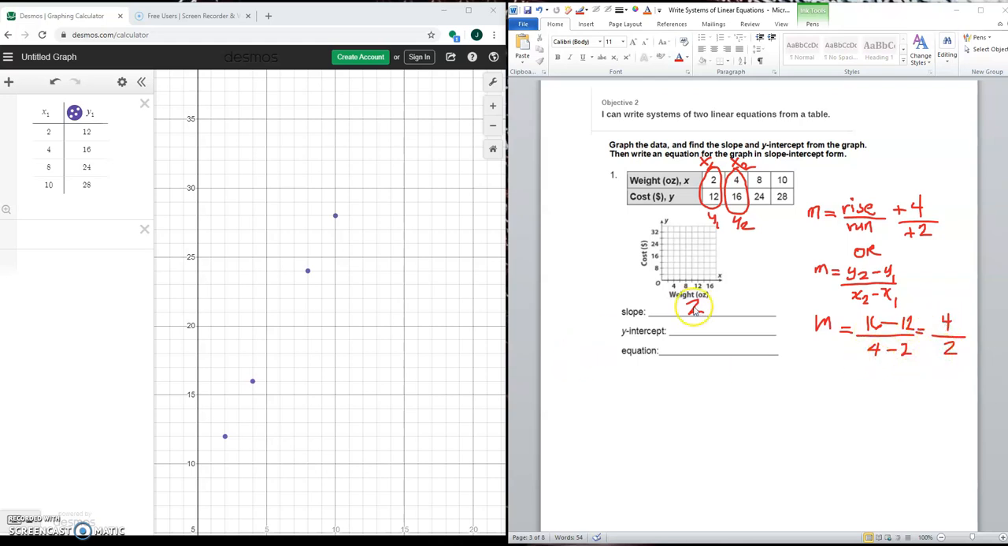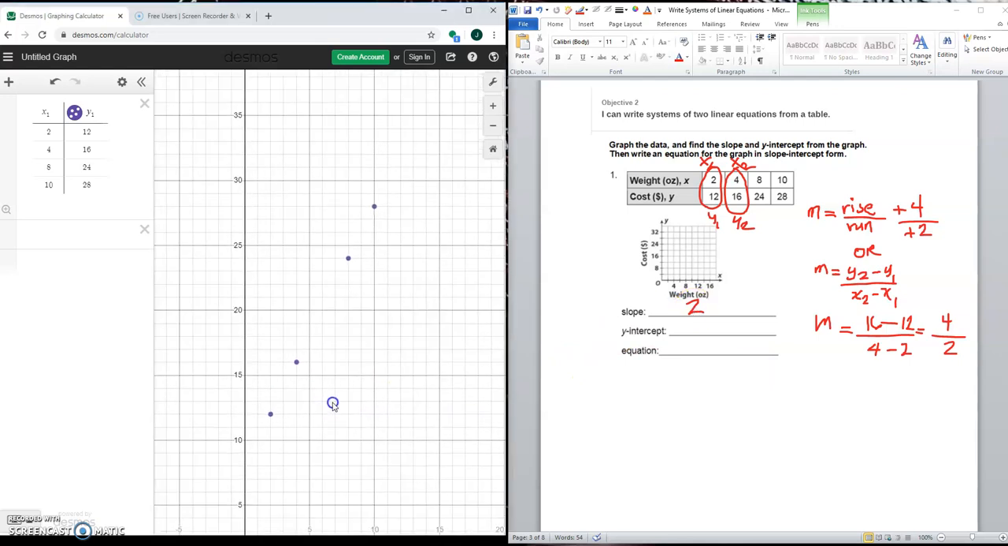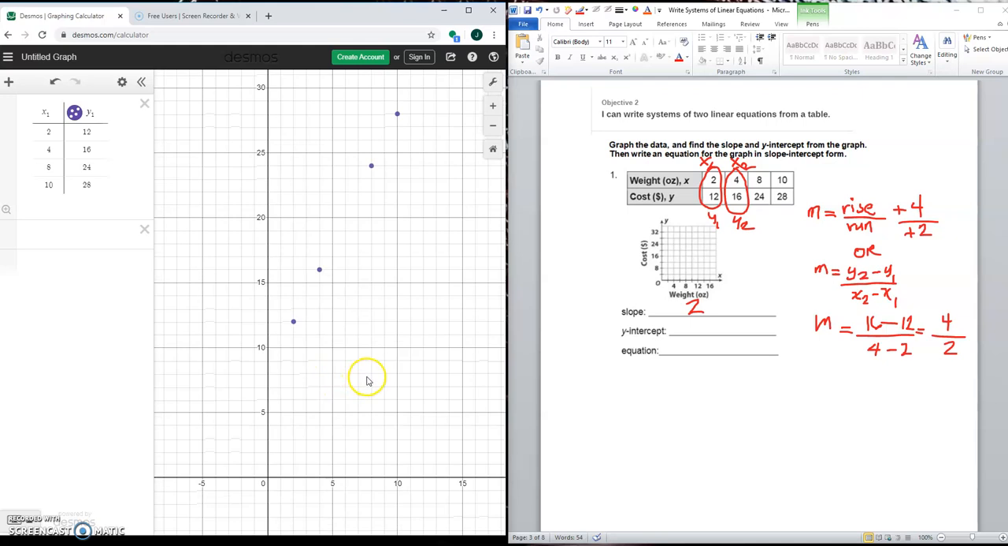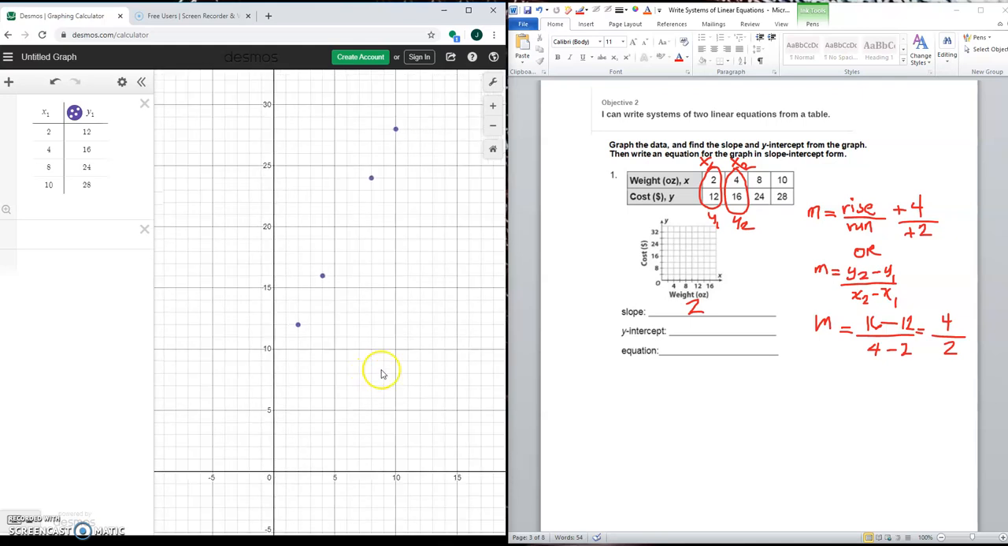4 over 2 is a 2. So now let's look at the y-intercept, and there are actually 2 ways to do this. I could generate the equation first and then go from there, or I can just consistently do my, excuse me, my rise and run.